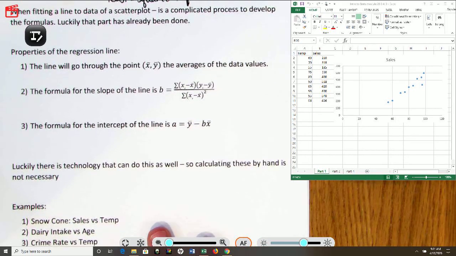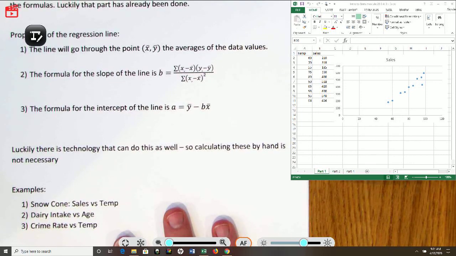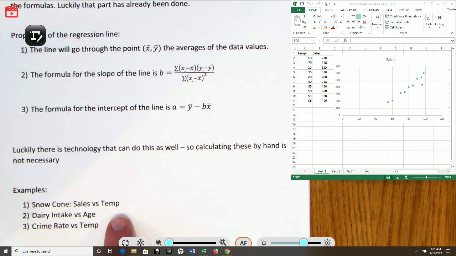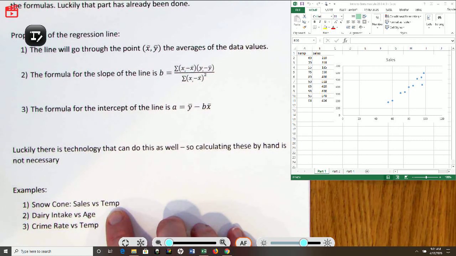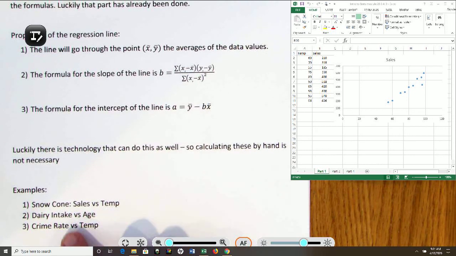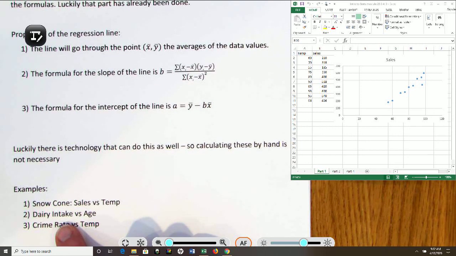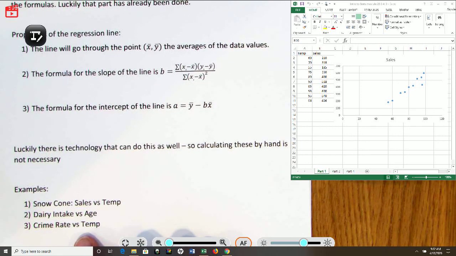We're going to go through three of our examples that we've done before, the three that we saw in the last part of module 20.2. In part C, we saw that our snow cone problem, the sales versus the temperature, gave us an upward straight line. Here we had the dairy intake versus age, a negative linear relationship. And the crimes versus temperature also had a positive relationship. These three were the ones where we actually got a relationship.